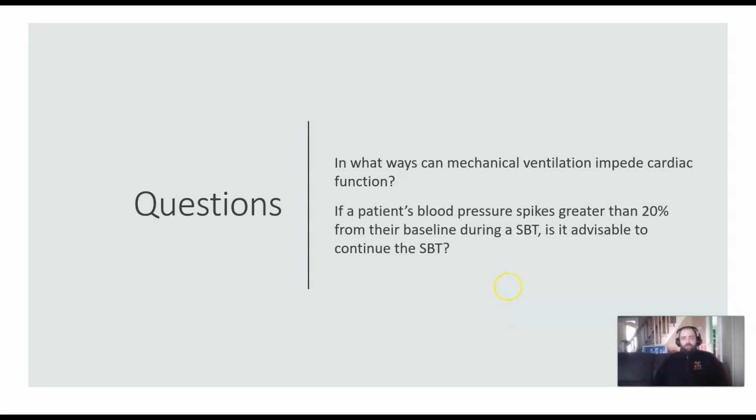So a couple of questions. The first is, in what ways can mechanical ventilation impede cardiac function? And second is, if a patient's blood pressure spikes greater than 20% from their baseline during a spontaneous breathing trial, is it advisable to continue that spontaneous breathing trial?